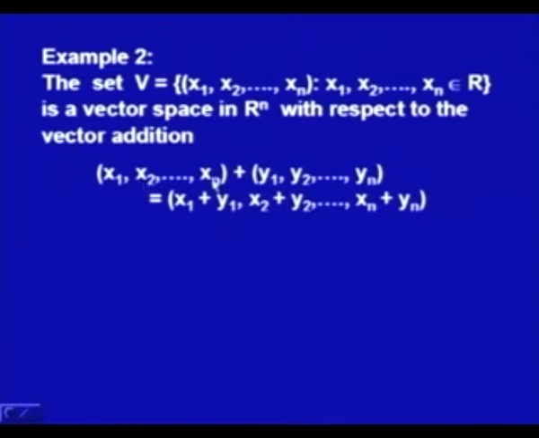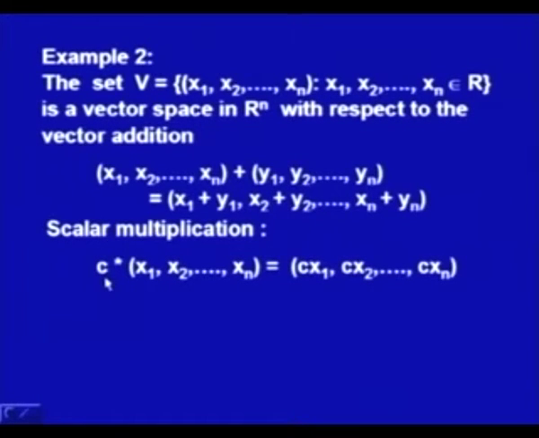We will have (x1, x2, ..., xn) plus (y1, y2, ..., yn) is equal to (x1 plus y1, x2 added to the second component, x3 added to the third component, xn added to the last component yn). So, that is how we define vector addition. Then how do we define scalar multiplication on this set? So, if we have a scalar c, when c is multiplied with this vector, then every component is scaled by c. So, it is c star (x1, x2, ..., xn) equals (cx1, cx2, ..., cxn).